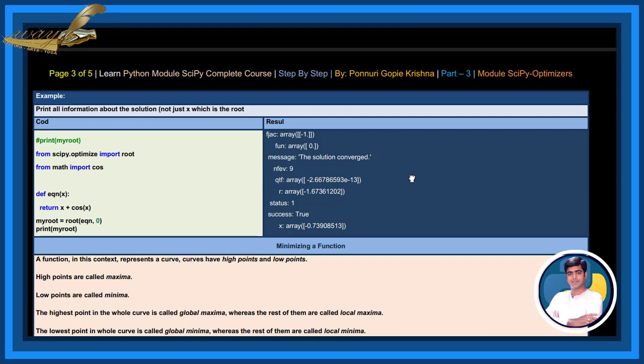A function in this context represents a curve, and curves have high points and low points. High points are called maxima, low points are called minima. The highest point in the whole curve is called the global maxima, whereas the rest of them are called local maxima. The lowest point in the whole curve is called the global minima, whereas the rest of them are called local minima.